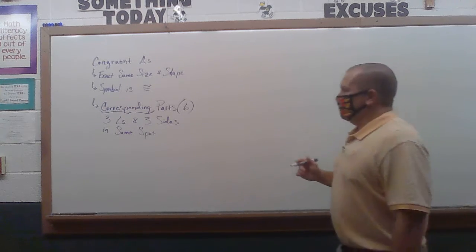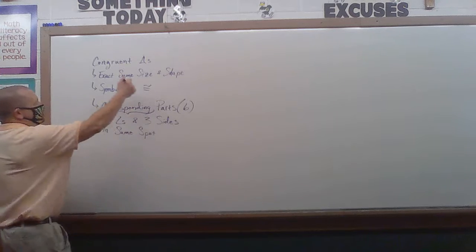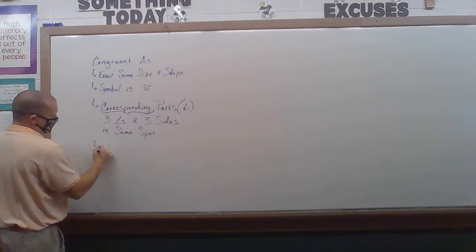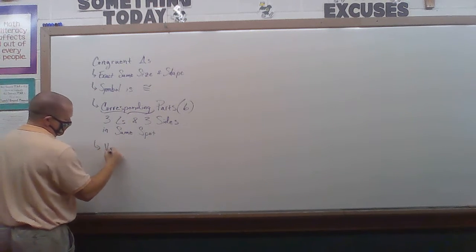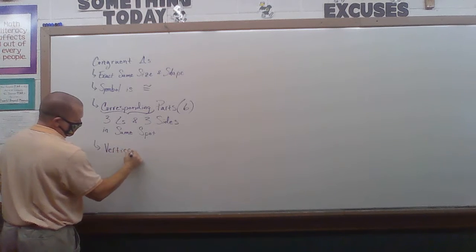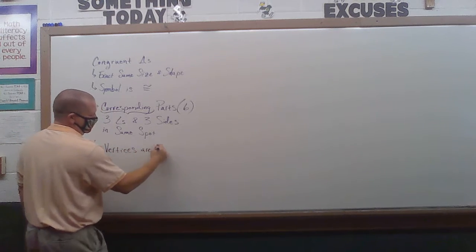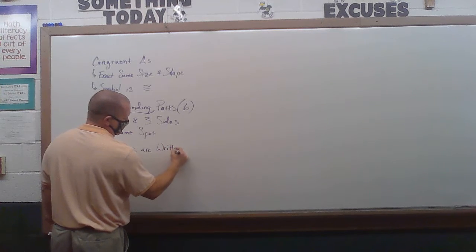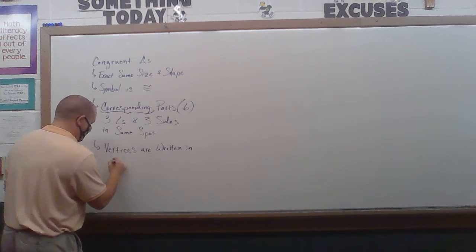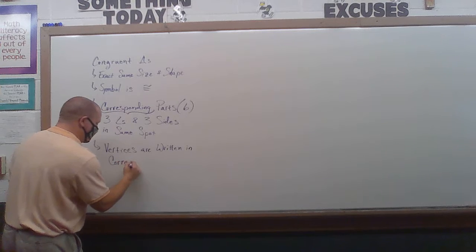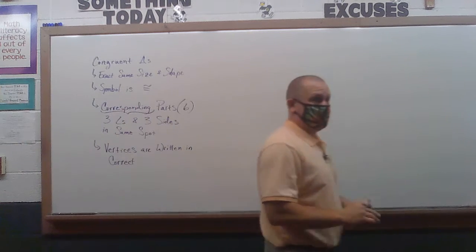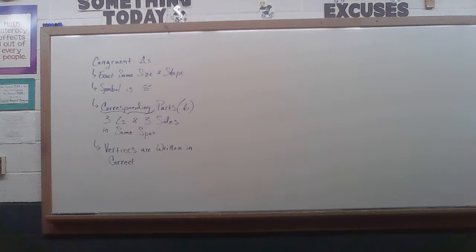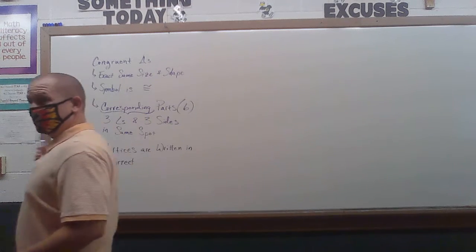When you do this now, you have to make sure, when we're talking about corresponding parts or congruent triangles, that the vertices are written in the correct order. So for instance, if we went back to the triangles that we showed up on the board just a second ago, it's really important to understand that you write the vertices in the exact order that you're comparing the corresponding parts to.